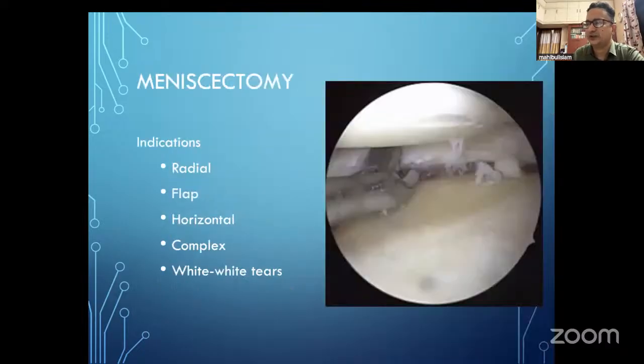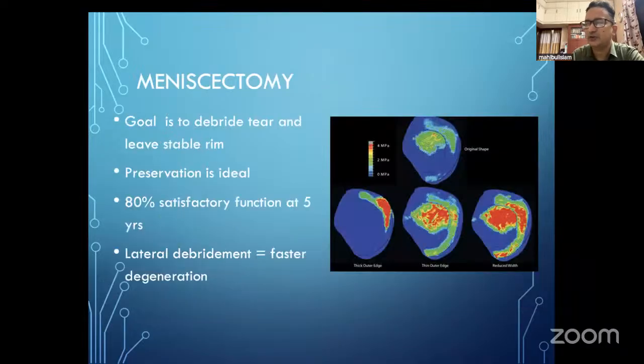Meniscectomy is indicated for irreparable tears such as radial, flap, horizontal, and complex patterns, especially in the white-white zone, where healing potential is very poor due to lack of blood supply. When repair is not feasible, partial meniscectomy helps relieve symptoms and restore knee function by removing the unstable torn fragment. The primary goal of meniscectomy is to debride the torn portion while preserving a stable meniscus rim.